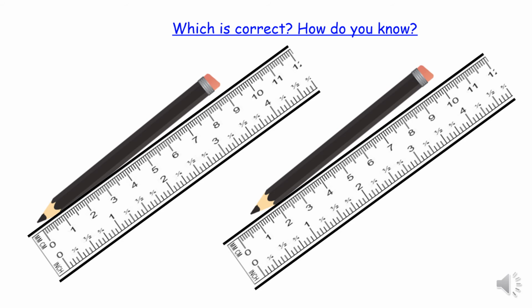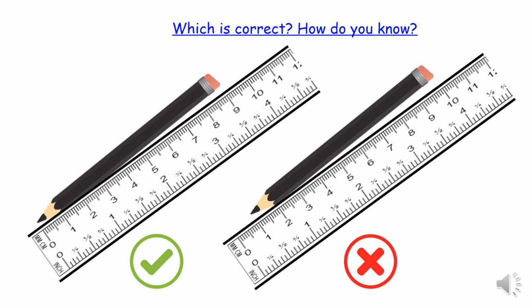Have a look at these two pictures. Which one is correct and how do you know? Pause the video to have a little think. Well done if you got it right. The first picture is correct, and that's because the pencil has been measured correctly. It started measuring from 0 centimetres. The second picture, it hasn't. They put the tip of the pencil by the number 1. When we measure, we always start from 0 centimetres. It's very important.